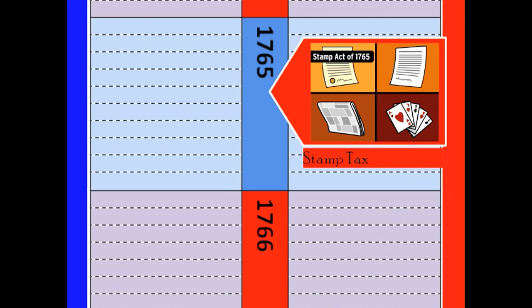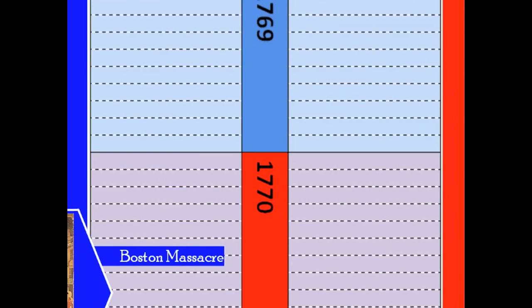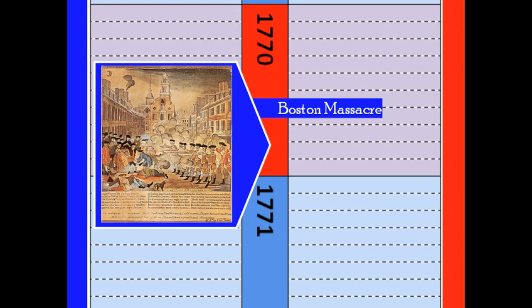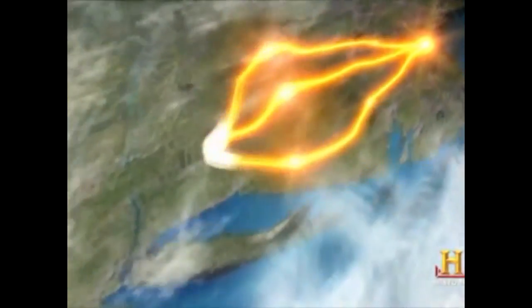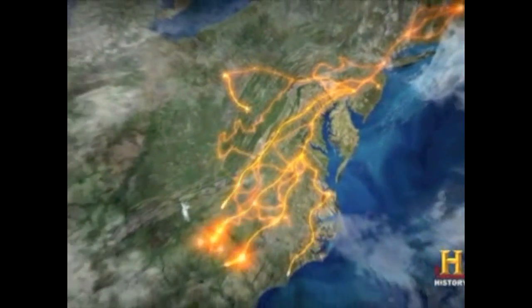1765, a couple years later, the Stamp Act is passed. Years go by, and eventually the Boston Massacre breaks out in 1770. This starts off as a protest, and it's an unfortunate series of events where 5 people get shot and killed, and many more injured. But people find out about this all over the 13 colonies, and it gets seen as the Boston Massacre thanks to the engraving of Paul Revere.